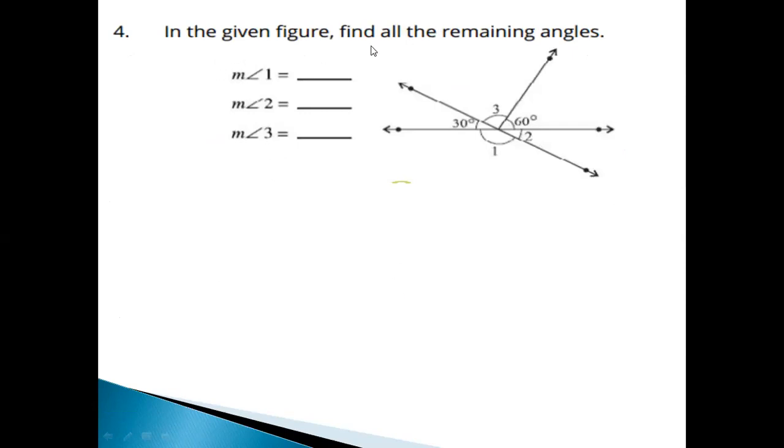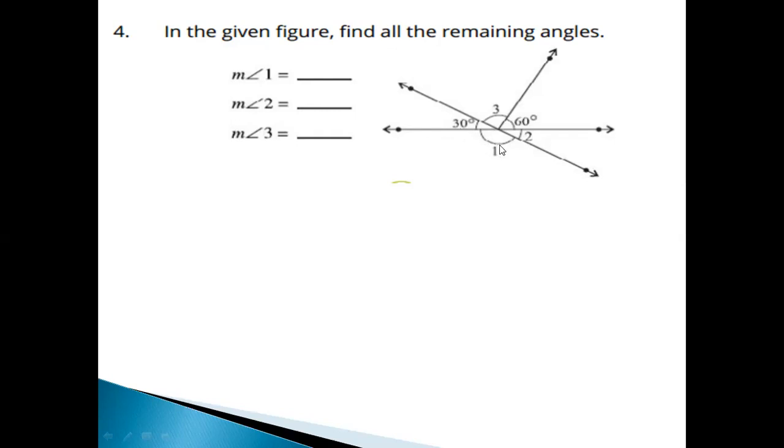Very easy. Now come to question number 4. In the given figure, find all the remaining angles. Some angles are given. You have to find the remaining. The measure of angle 1, you have to find. The measure of angle 2, you have to find. This is given as 60 degrees. This measure of angle 3, you have to find. And this is given as 30 degrees.